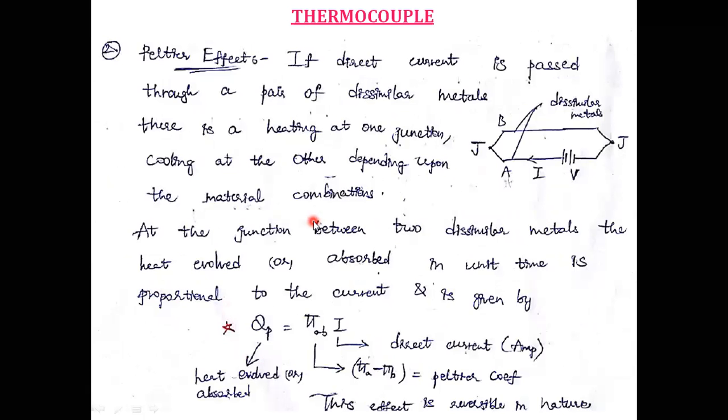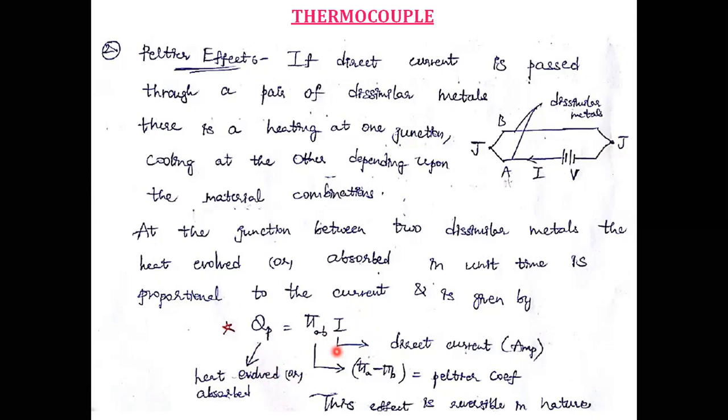Okay. Next one is Peltier effect. If direct current is passed through a pair of dissimilar metals, there is heating at one junction and cooling at the other, depending upon the material combination. At the junction between the two dissimilar metals, the heat evolved or absorbed in unit time is proportional to the current, and it is given by QP is equal to pi AB I. In the Peltier effect we talk about direct current here, whereas in the Seebeck effect we talk about EMF. This is the heat evolved or absorbed.